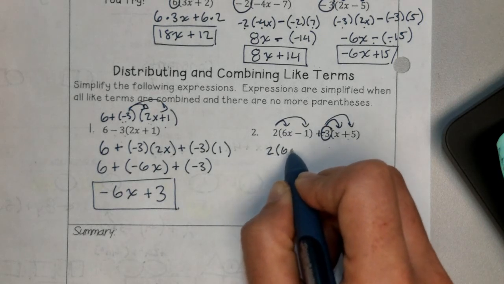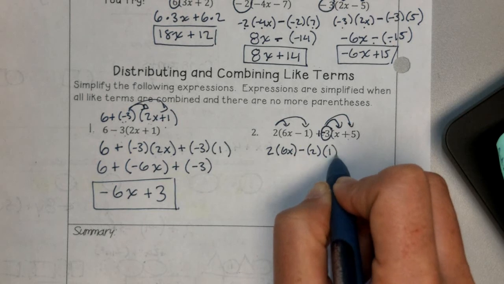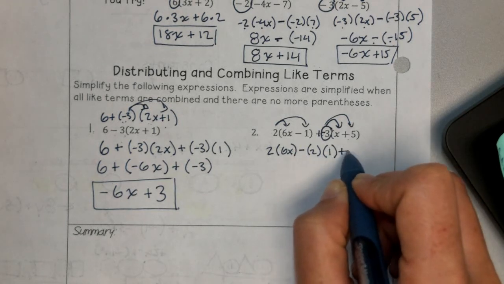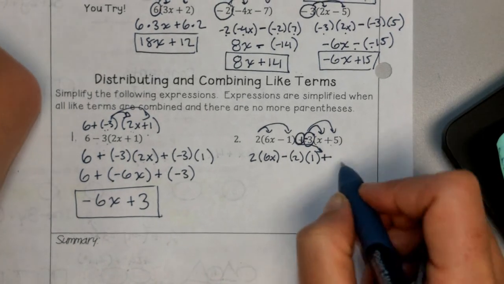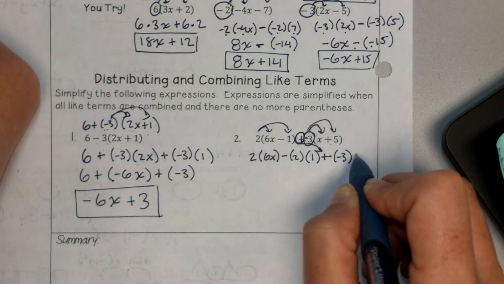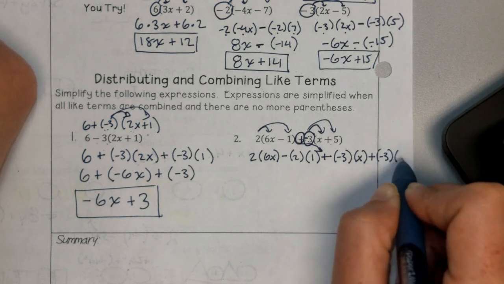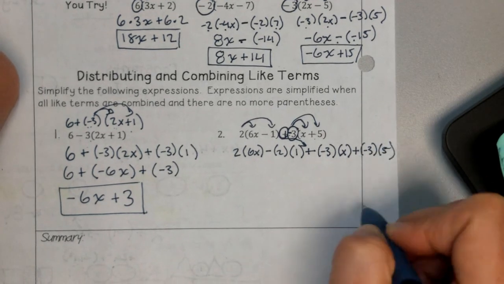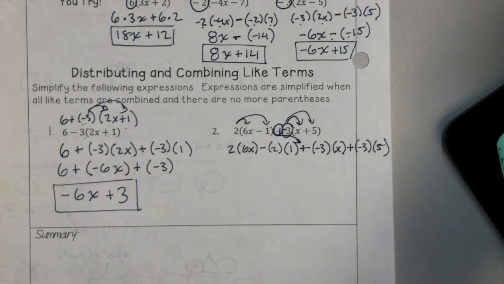2 times 6x minus 2 times 1 plus, there's a plus here, we got to carry it down. Negative 3 times x plus negative 3 times 5. Where did you get the plus? Look at your paper, in the parentheses.